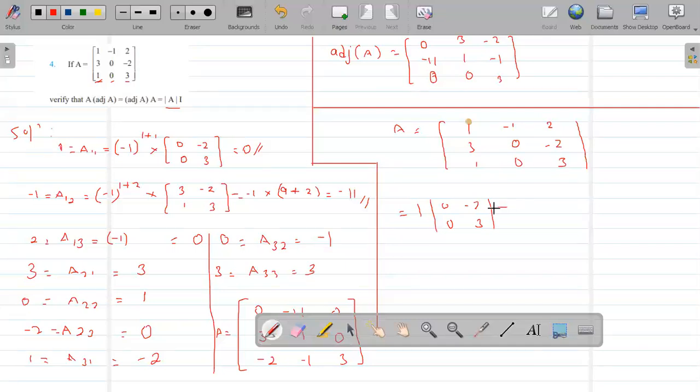Always remember, again, this is a formula part. So it will be minus. The second element is minus 1. So I will write like this, minus 1. And again, it's a first row, second column. So what is the element now you can see is 3, 1, minus 2, and 3.